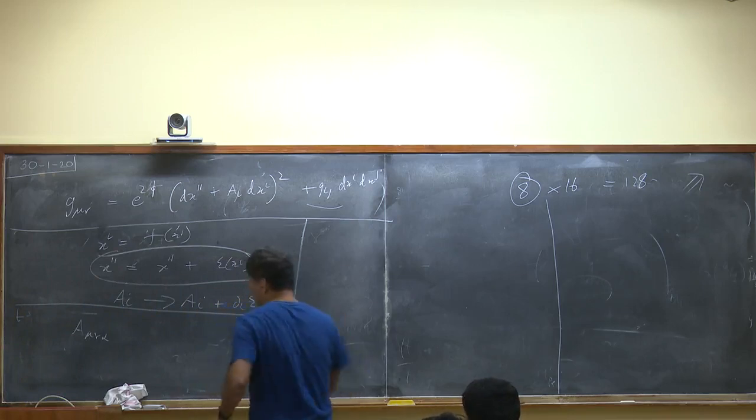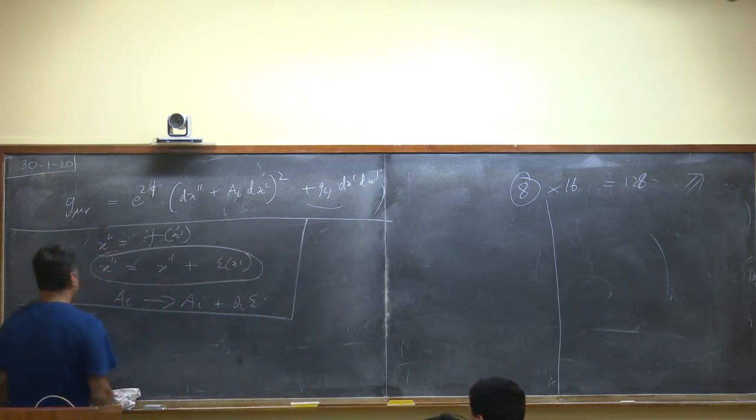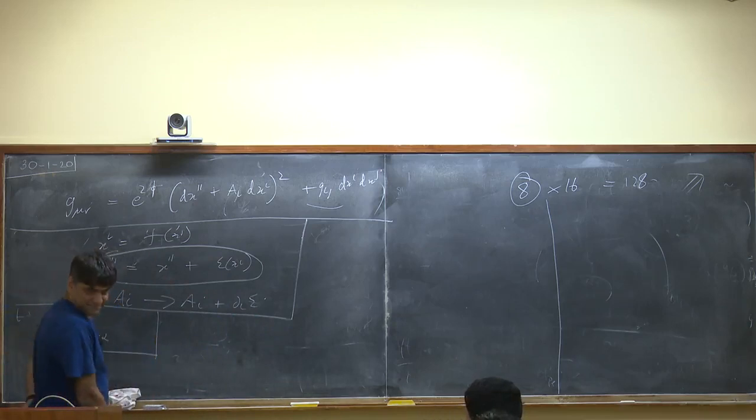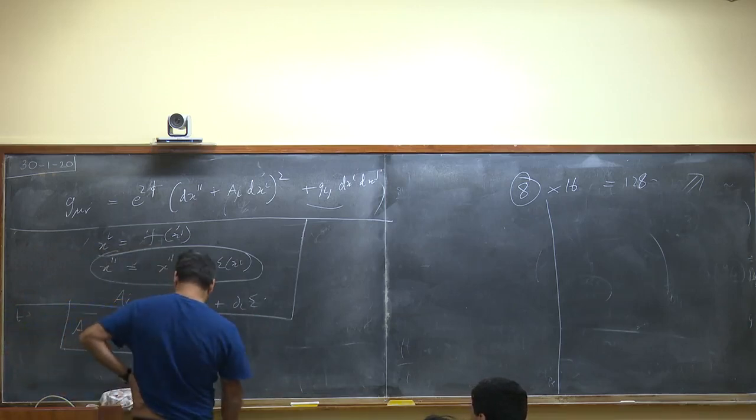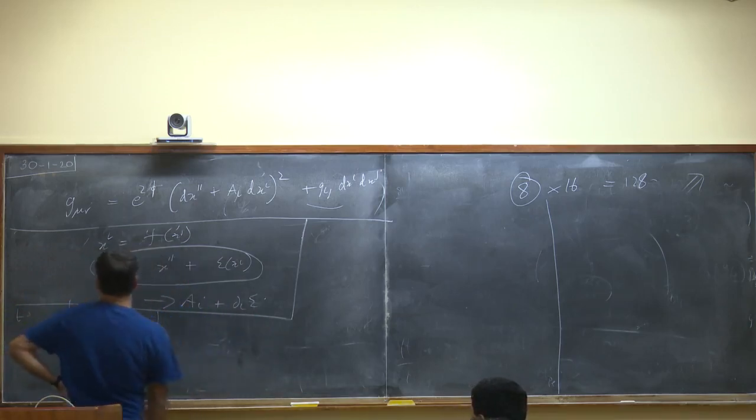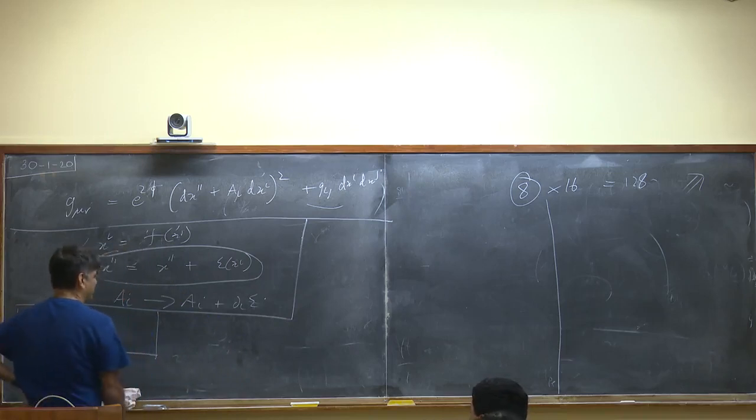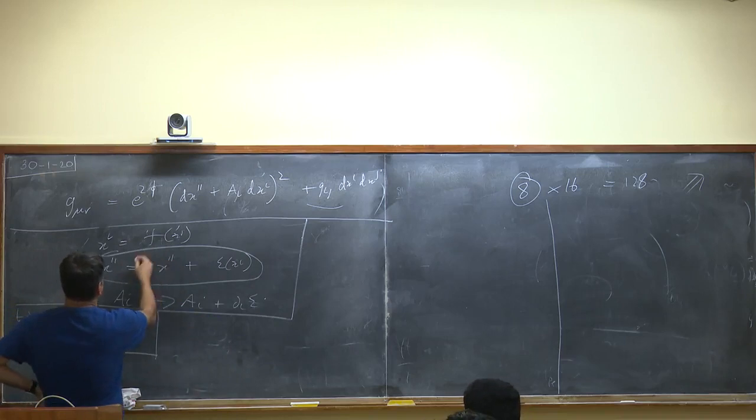Okay, so let's first write down the rules. So we'll always deal with lower index guys. When one index is 11, the other two are fixed to be i and j. Exactly. So now let's try to get some signs right. Should I try it? Okay, let's try to get some signs right.